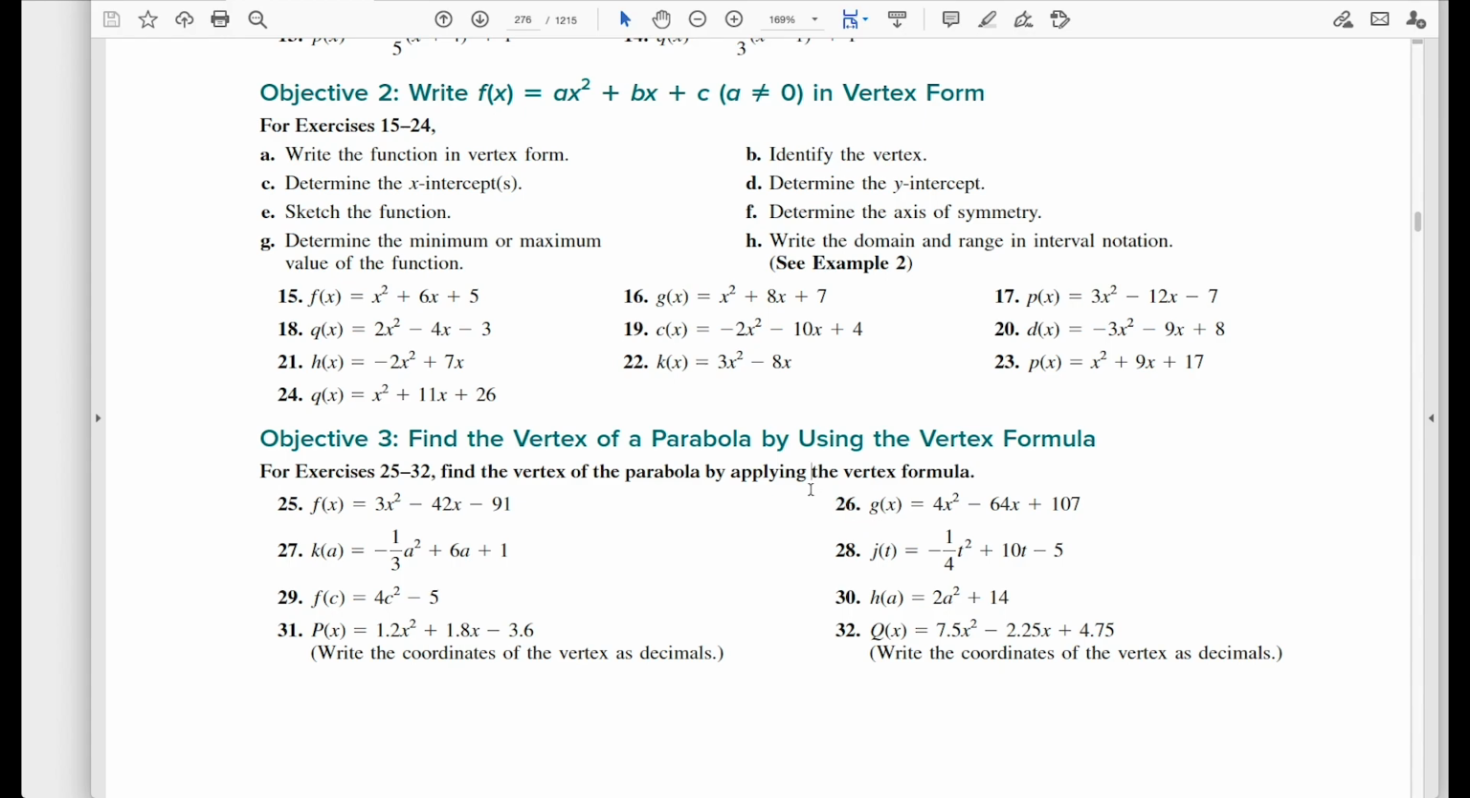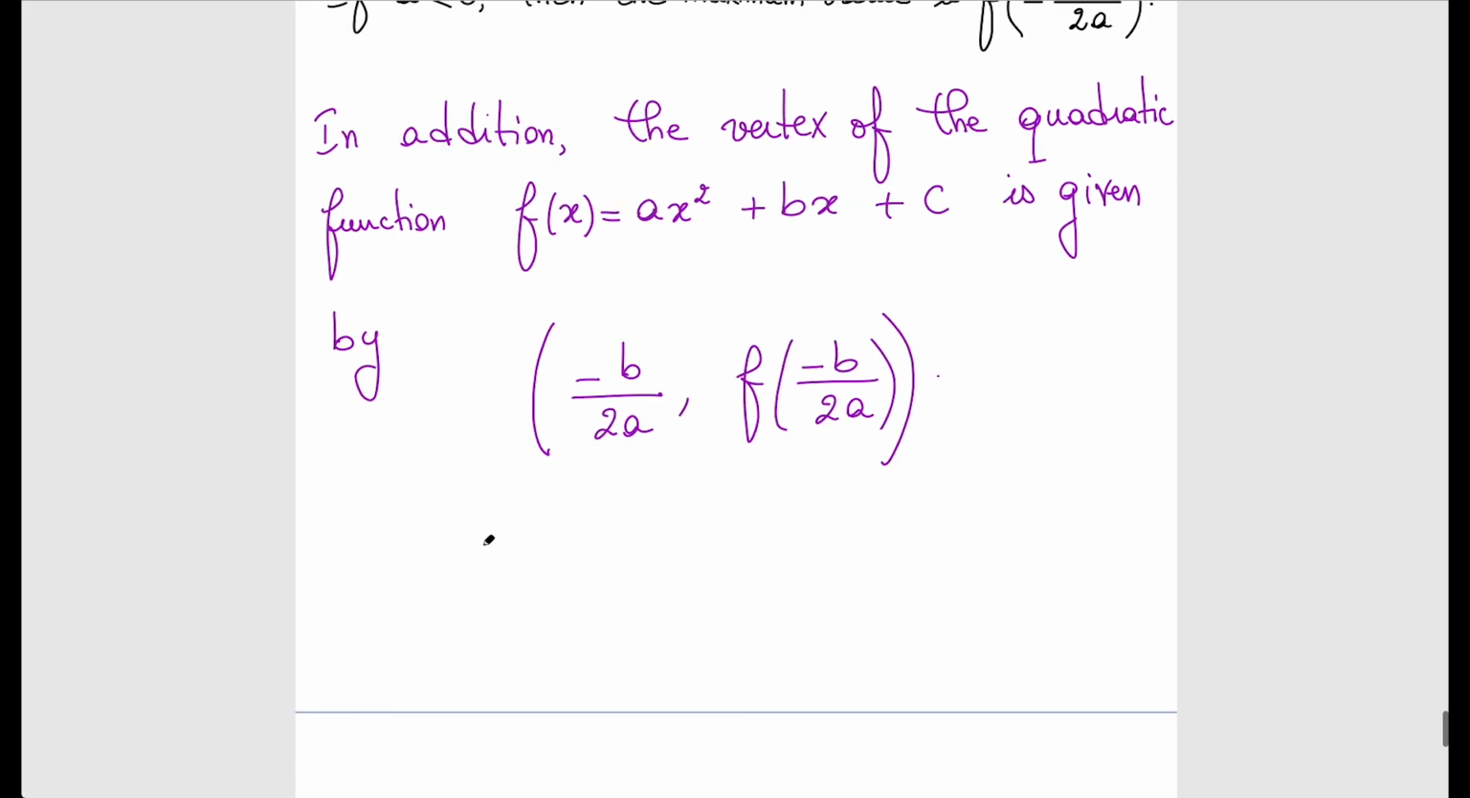So I have g of x. Let me copy this. So I have g of x to be 4x squared minus 64x plus 107. Okay, so what are we gonna do? We're gonna find the vertex using the vertex formula that we just talked about over here. Okay, all right, so let's do it. The vertex is given by minus b over 2a. That's the h, the x coordinate of the vertex.